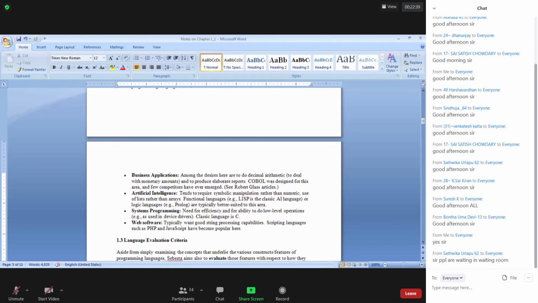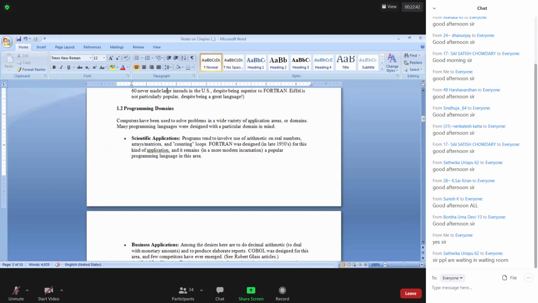where we use our programming languages. But for handling what kind of issues do we use programming languages? So based on the need, based on the requirements, those are divided into different classifications or domains. Scientific computers have been used to solve problems in a wide variety of application areas.